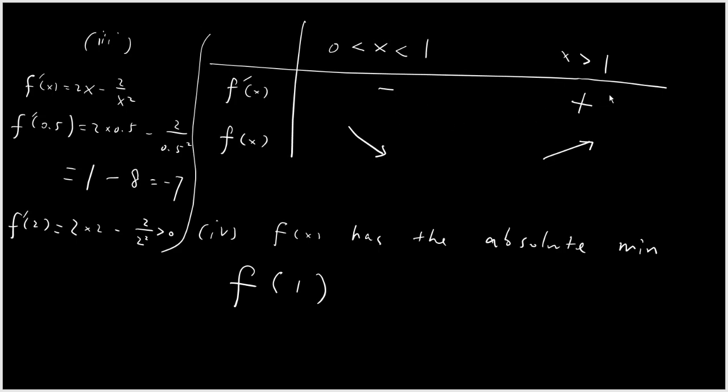So do you see how the table functions? The table is used to convince. Originally, after getting the critical numbers, you have seen 1 is a possible location of the absolute minimum in this case. This table is used to convince that 1 is indeed the location of the absolute maximum. Of course, you need to plug this 1 into the original function to get the value of the absolute minimum.